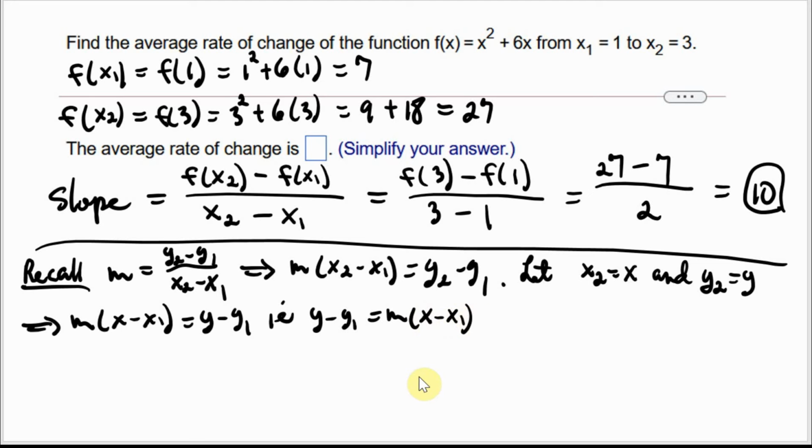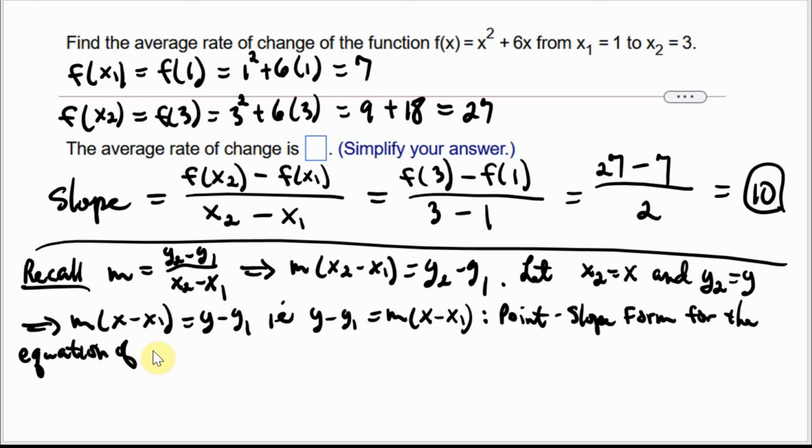Well, what is that called? The point-slope form, exactly. So this is the point slope form for the equation of a line. Now notice here that all you've done was just to take one formula, the slope formula, and you derive one of the equations of a line.